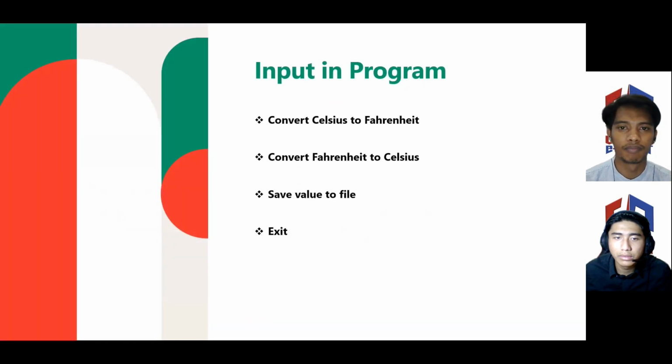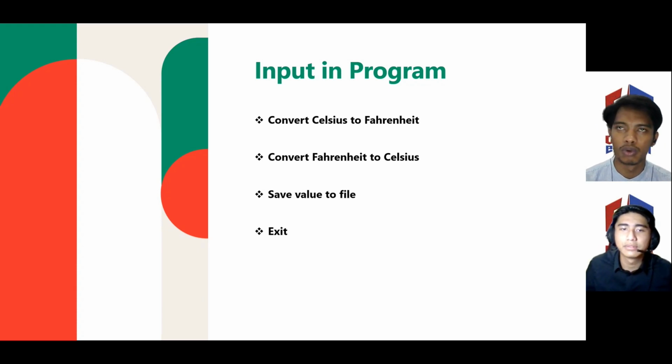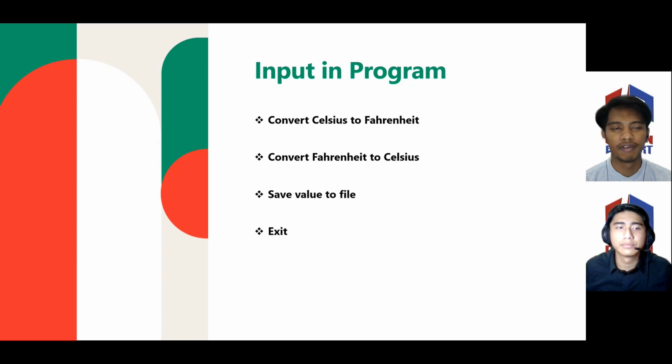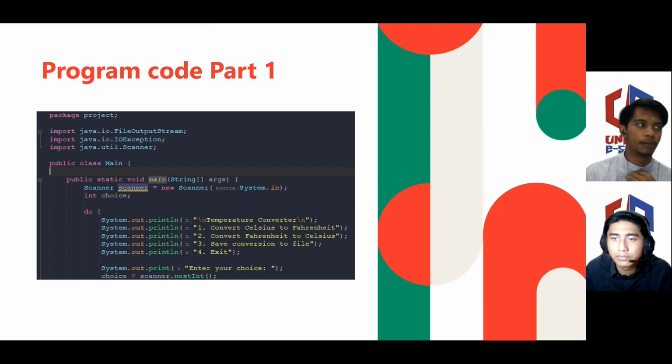And next is the input inside the program. There will be four main inputs inside the program. The first one is convert Celsius to Fahrenheit. The second one is convert Fahrenheit to Celsius. The third one is save value to file, which is when the user enters the value, it will be written in a new text file. And the fourth input is the exit input itself. So here is my program code, which is for my part.